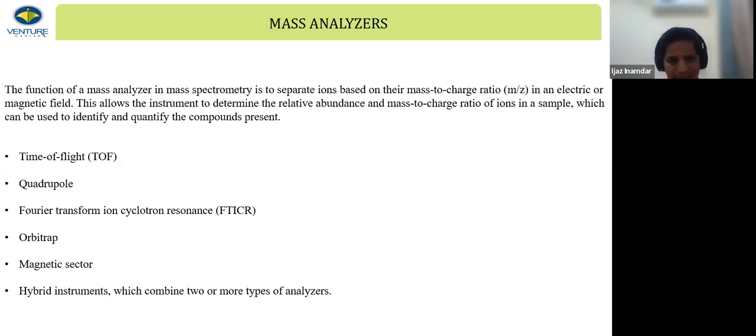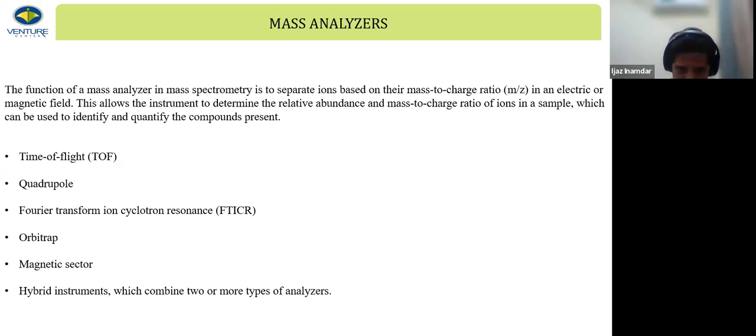Now let us talk about the analyzer. As I said, the source will create a lot of ions, and we want to separate those ions before we detect them. There are a lot of analyzers available in the market. Certain analyzers are standalone. Certain analyzers can be combined, sandwiched together, to make a hybrid analyzer. But these are the common analyzers that are generally used. TOF is something that we have in our CAMS facility. Our TOF is a time of flight analyzer. The quadrupole is a very old analyzer, but is still considered the gold standard for quantification experiments.